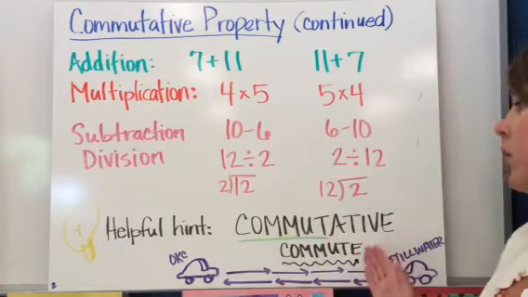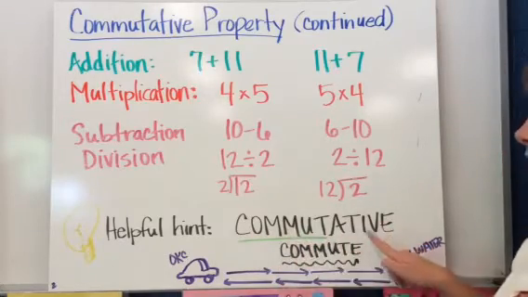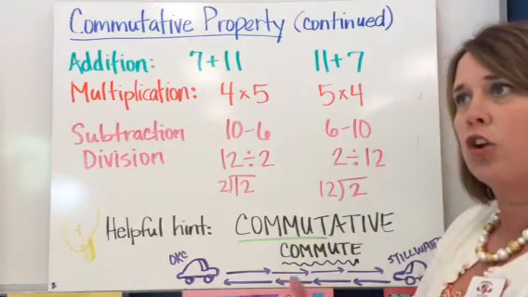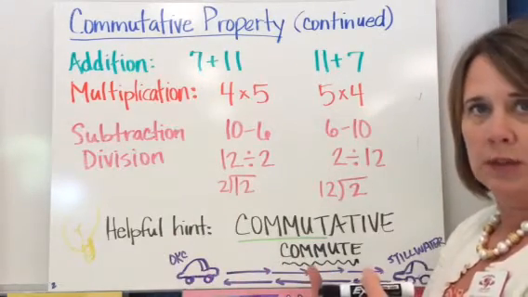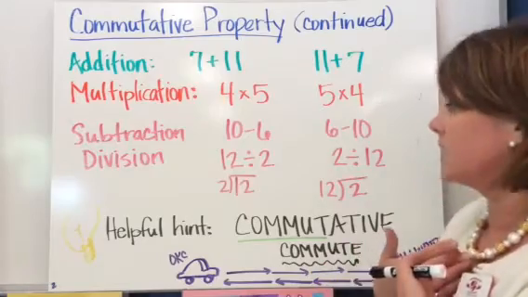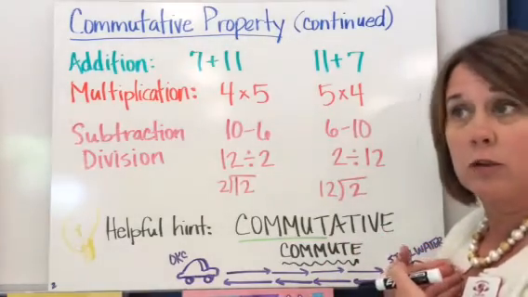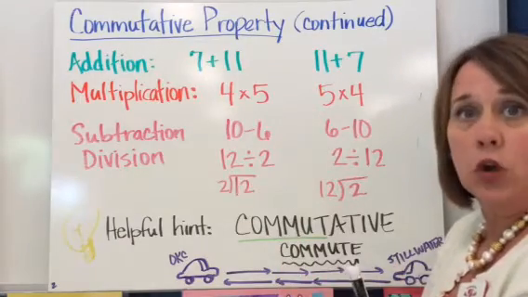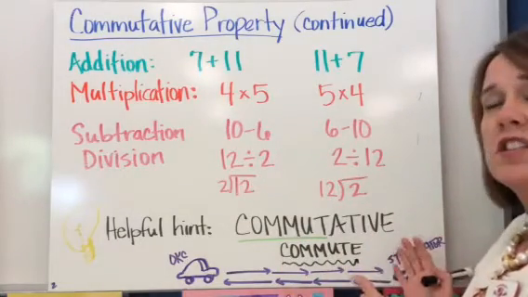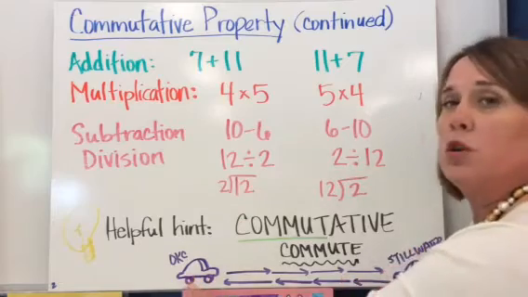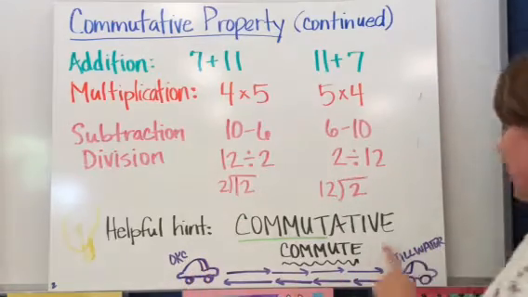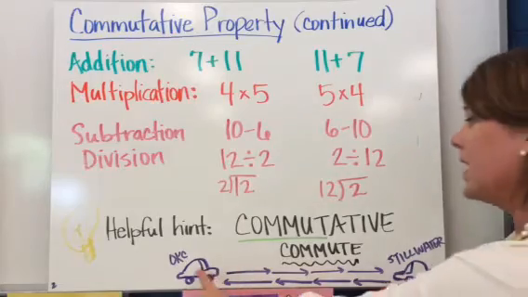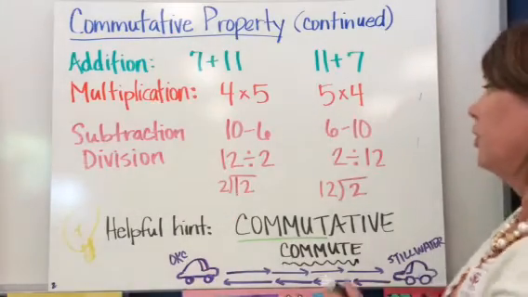So here is a helpful hint for the word commutative. Think of a commute, and when a person commutes, they're going back and forth between two places. For instance, Stillwater is just about one of my most favorite places on the planet. And so if I lived in Oklahoma City and worked in Stillwater, then my commute would take me from Oklahoma City to Stillwater in the mornings, and from Stillwater back to Oklahoma City in the afternoons.